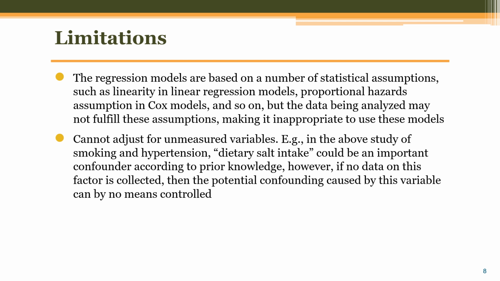Okay, in this module, we discussed how multivariable regression analysis can help control for confounding and the advantage and limitations of this method. In the next module, we will talk about the use of random allocation for controlling confounding.